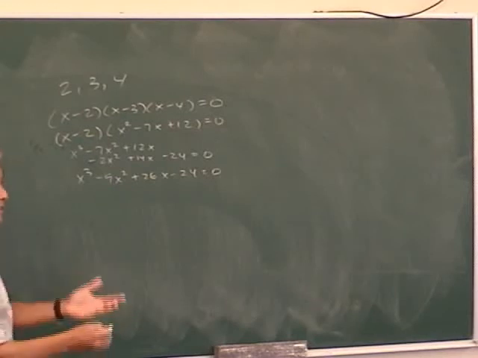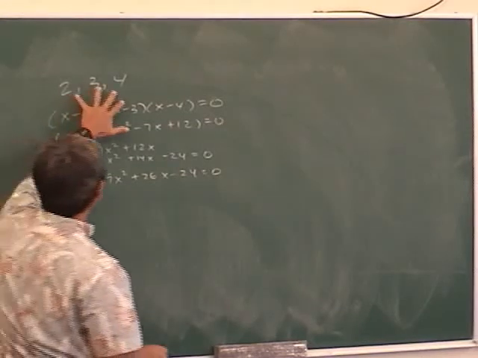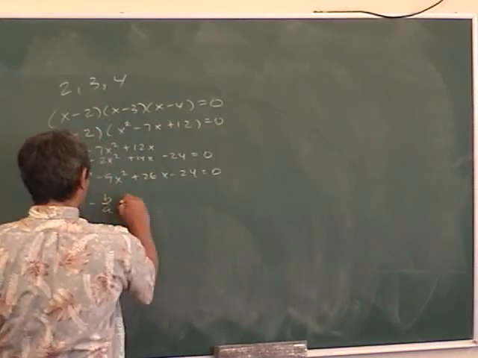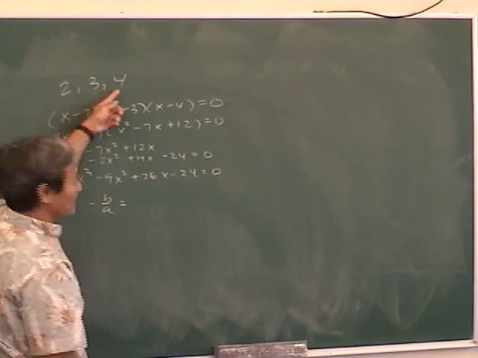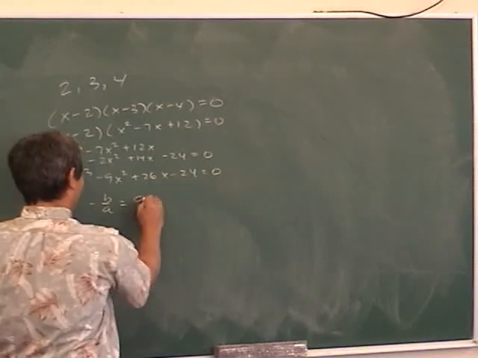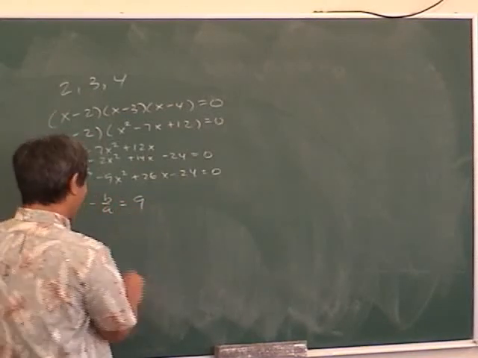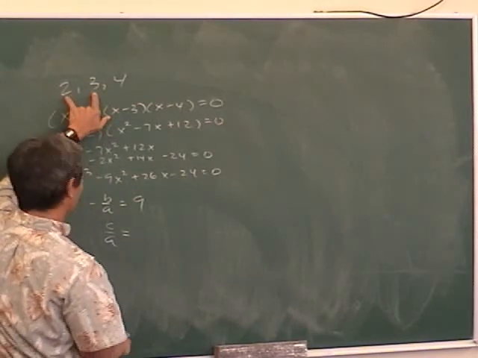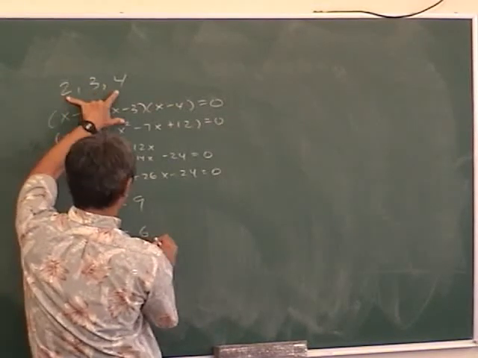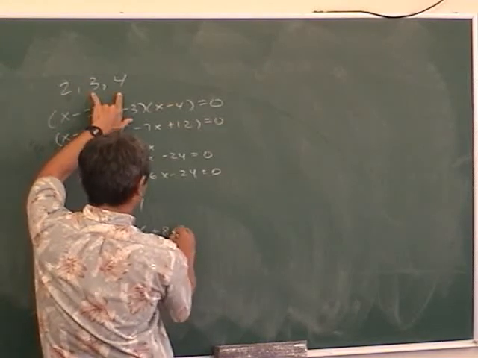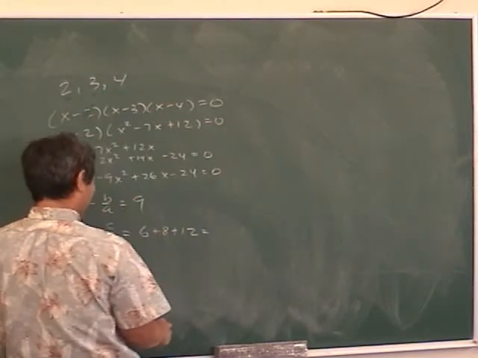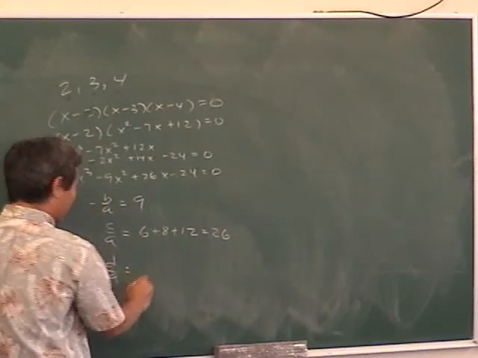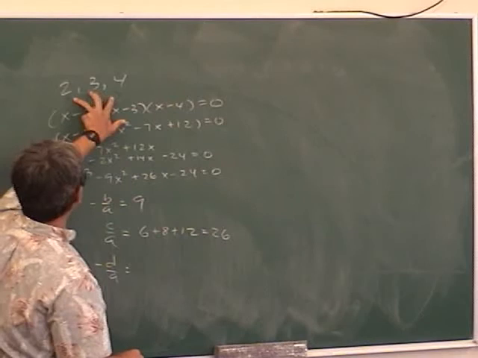Yeah, what we just learned. Okay, here are the three roots. If I add the three roots together, you will always get negative b over a. So what is 2 plus 3 plus 4? 9. If I multiply them 2 at a time, you're going to get c over a. So try multiplying them 2 at a time: 2 times 3, 2 times 4, 3 times 4. And that's equal to 26. And then negative d over a is equal to multiplying 3 at a time. So multiply all 3: 2 times 3 times 4.